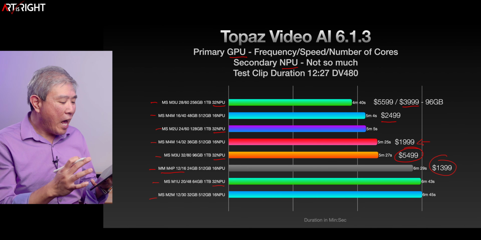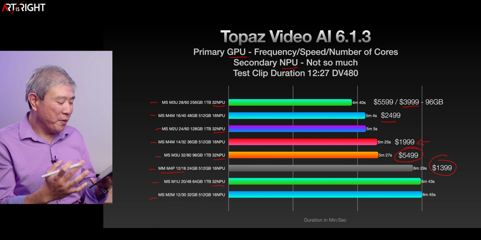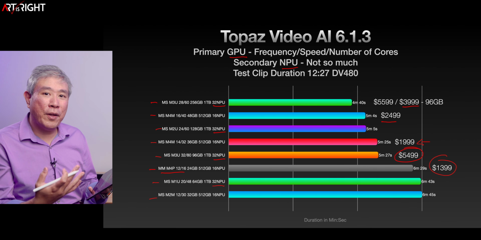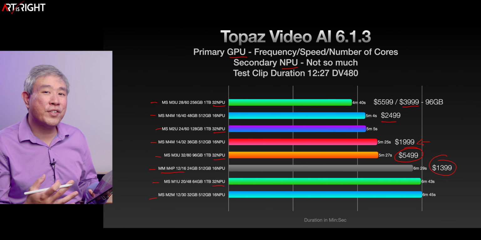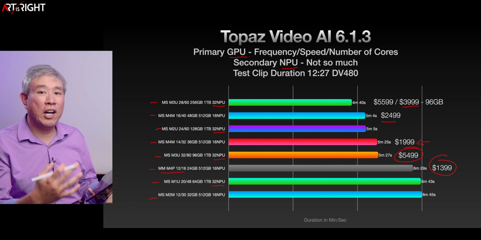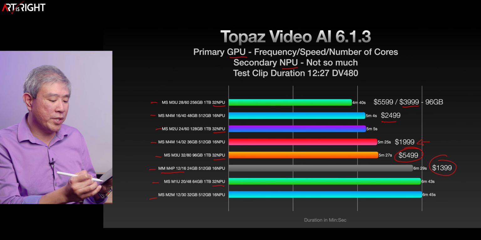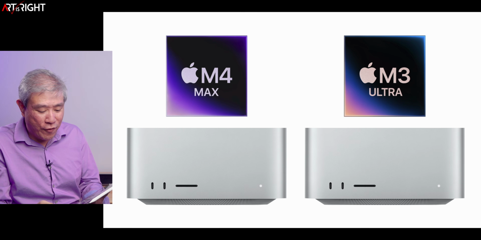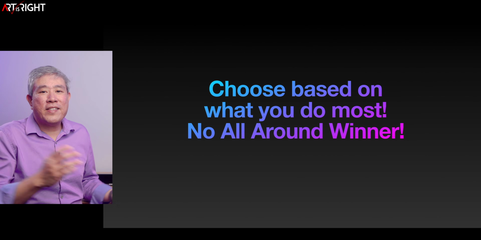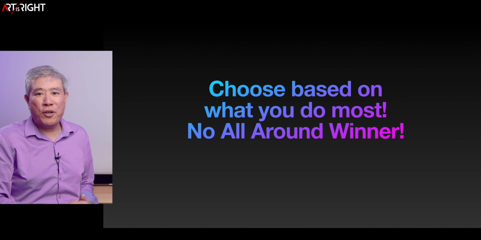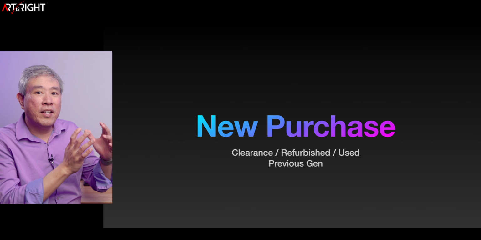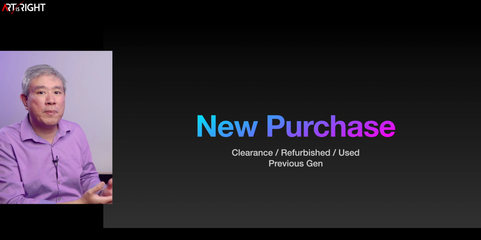But overall, I don't think this program scales really well or utilizes the system resources well at all. But this is how it plays out in this current version of the software running on the current operating system, which is 15.3.2 Sequoia. So now that you know that, hopefully you find this information helpful. Like I said, choose based on what you need. There's really no all-around winner. I would just decide based on the app that you're spending the most amount of time on.